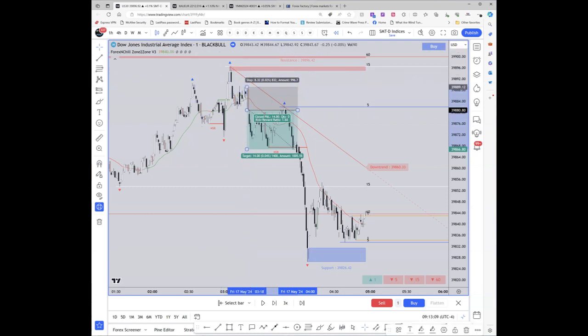So you had a fractal high and a fractal low. This fractal low was broken. What was it broken by? Broken by this. Okay. It formed a resistance here and a support here.